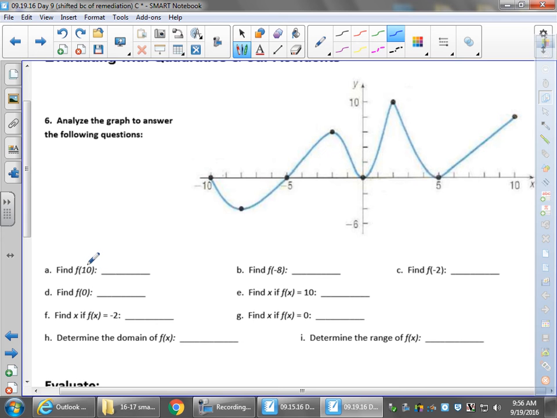F of 10, is that giving me an x value or a y value? X. So when I look at 10, where's y? Counting by twos, so what is this? Eight. Let's do B. What's my x value for B? F of 10, it's telling me x equals 10. So I go to 10 on the x axis.